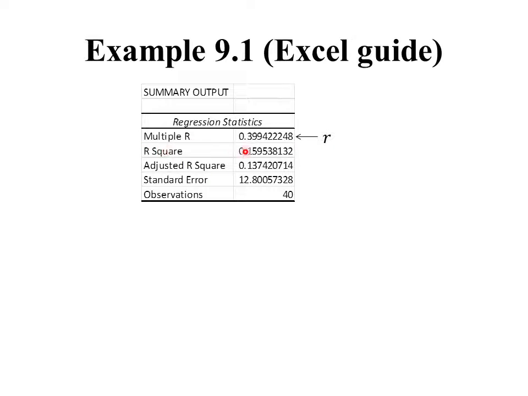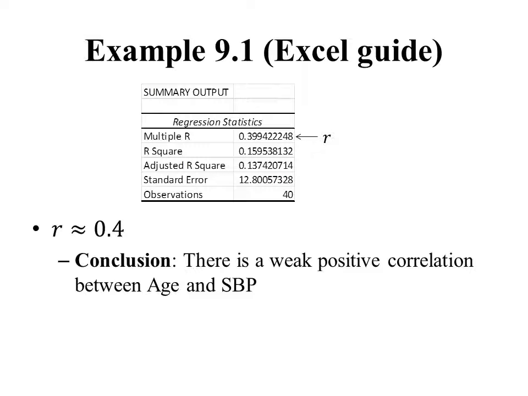R squared, that's just the square of that R value. Then there's adjusted R squared value, which is similar but calculated using a little different formula. Standard error, we'll talk a little bit about what that means in a bit. Observations 40, that means we simply have 40 data points. And so R is 0.4, which is positive, but it's not a very large positive number. And so our conclusion is that there appears to be a weak positive correlation between age and systolic blood pressure.